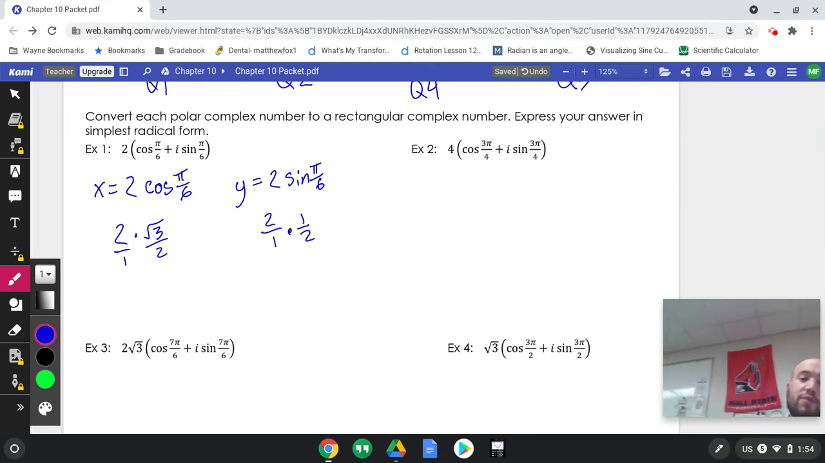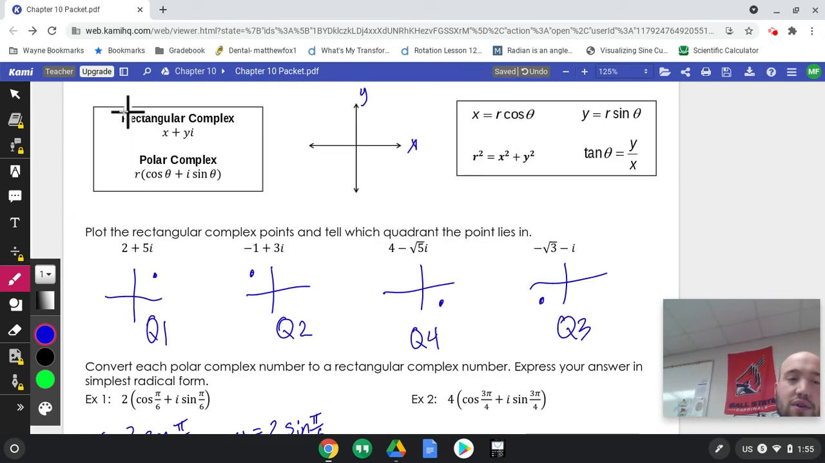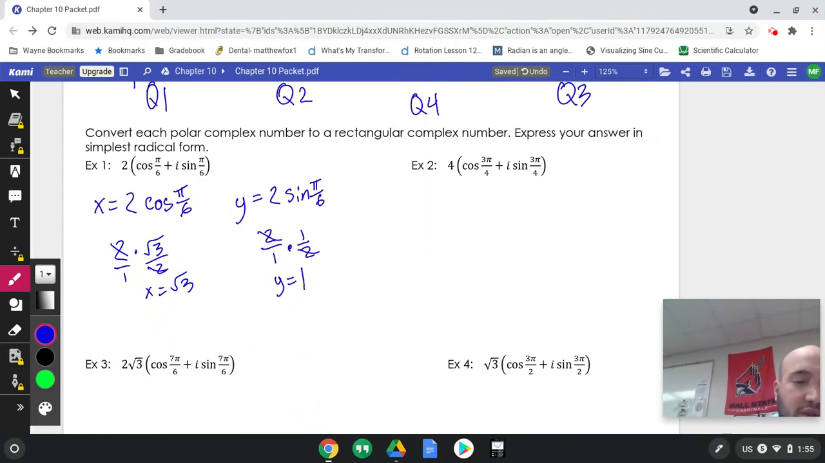Okay, so now we can multiply. The 2's will cancel on both of them actually. So x will equal square root of 3 over 1, or square root of 3. Y meanwhile will equal 1. So to write this now, I just want to put this into rectangular complex form right here. So it'll be square root of 3 plus 1i. And that is all we do.